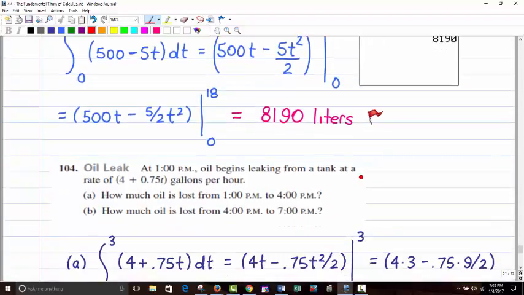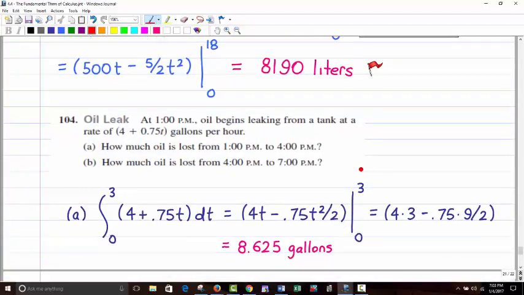All right, flowing water, leaking oil. All right, 1 p.m. So 1 p.m. you have to keep in mind that's our time 0 in this case. So that's trying to get sneaky on us there. So it gives us our rate, so it's leaking from a tank at a rate of 4 plus 0.75t gallons per hour. How much oil is lost from 1 p.m. to 4 p.m.? So that's what we have to realize here, is that 1 p.m. is 0, and then 4 p.m. is 3 hours after 1 p.m. So it's 0 to 3, not 1 to 4. I can see how somebody might make that mistake.